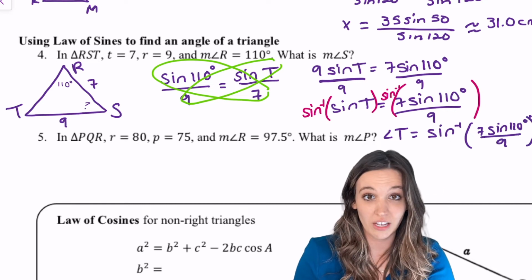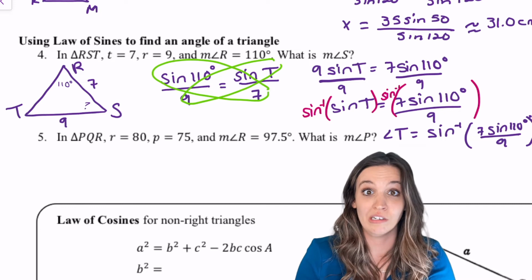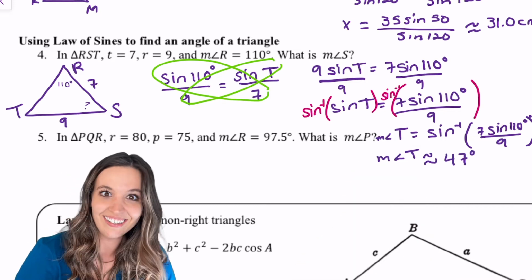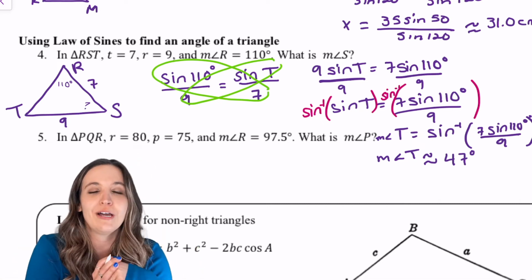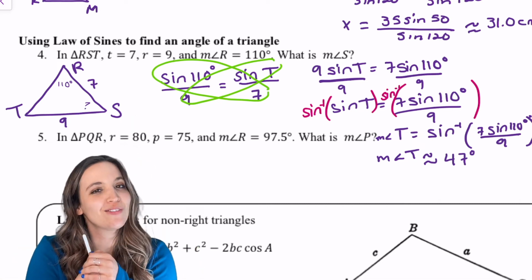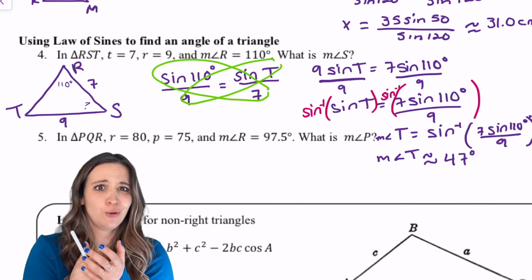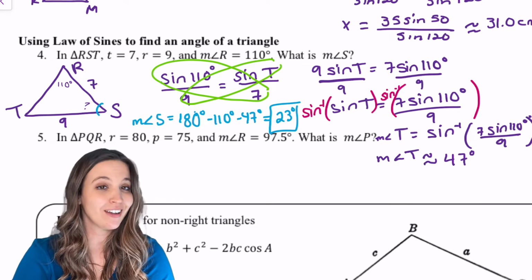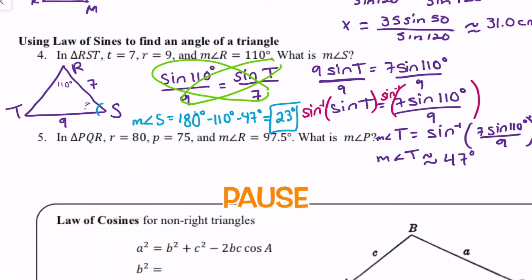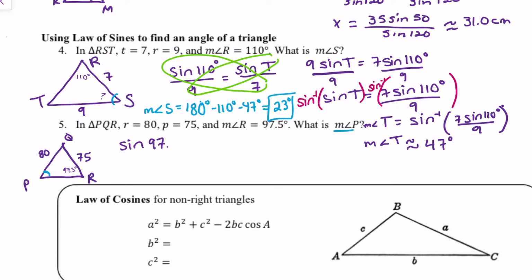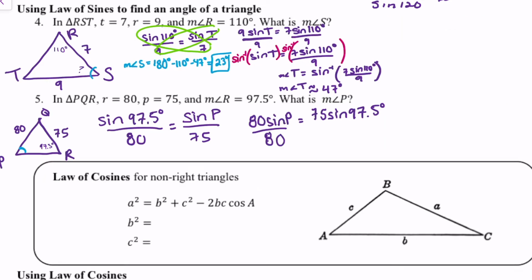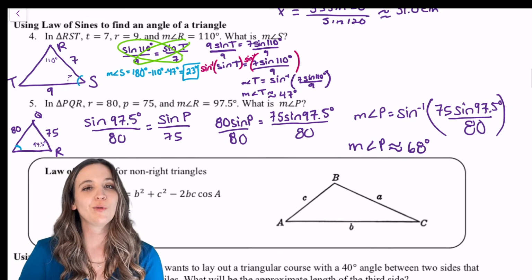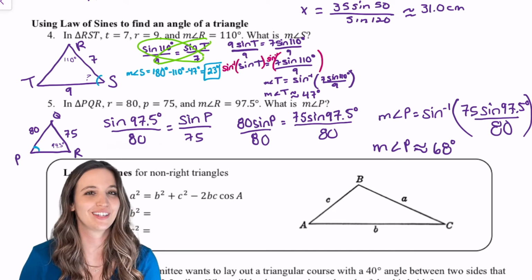Let's carefully plug this into our calculator, making sure we're in degree mode. So the measure of angle T is 47 degrees. Am I done? No, I wanted to find the measure of angle S. Do I need to use law of sines again? No, I have two angles. Let's just subtract from 180. So we get 23 degrees. Pause and try the next one. The measure of angle P is approximately 68 degrees.